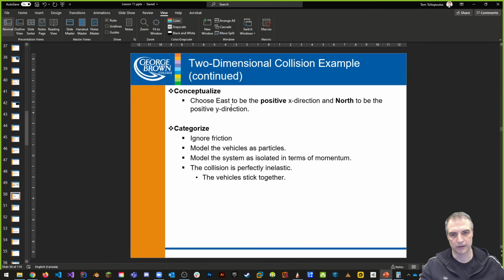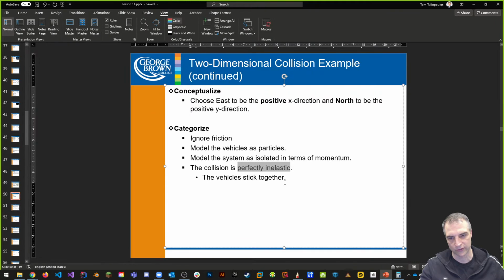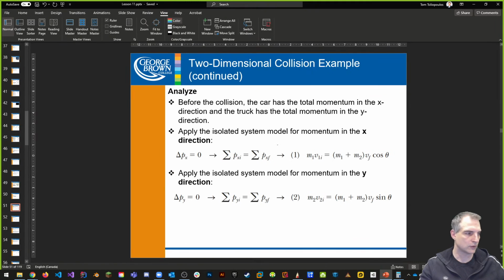So again, we look at the components. We ignore friction. We haven't been given that. We model the vehicles as particles. We model the system as isolated in terms of momentum, and the collision is perfectly inelastic because the vehicles stick together, right? Then we can use the equations that we've been given, such as the change in momentum on the x-axis is 0, and the change of momentum on the y-axis is 0. And when we solve everything, we break down the equations. We have two equations and two unknowns. Okay?